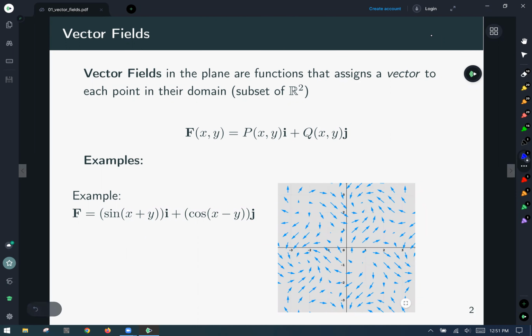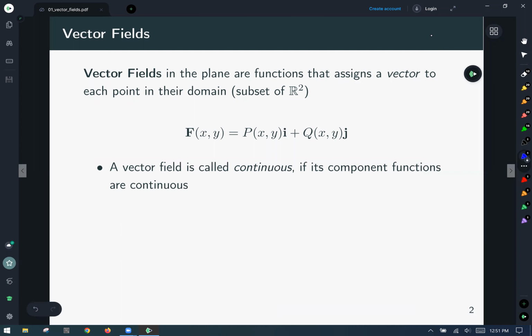Here's kind of a fun one. The x component function for this field is sine of x plus y, and the y component function is cosine of x minus y. Just kind of examples to look at and think about. A vector field is called continuous if its component functions are continuous.